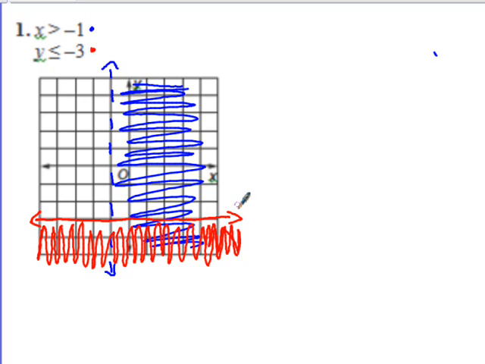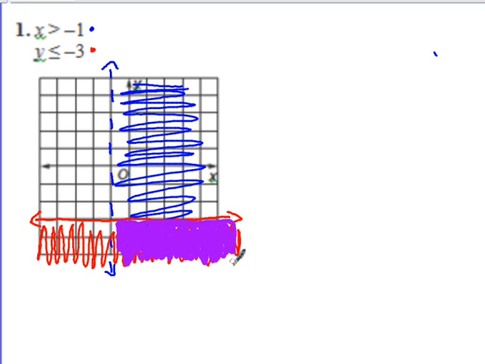So in my case, because I used two different colors, anywhere the blue and the red are both shaded in, that is part of my solution. If you're doing this with just a pencil, I would shade this really light, shade this really light, and then when they overlap, you can shade it in much darker so we can see this is the solution. This is the part of the graph that makes both inequalities true. So it's just like we did with equations. We're looking for the part where both of them are true because it's a system.